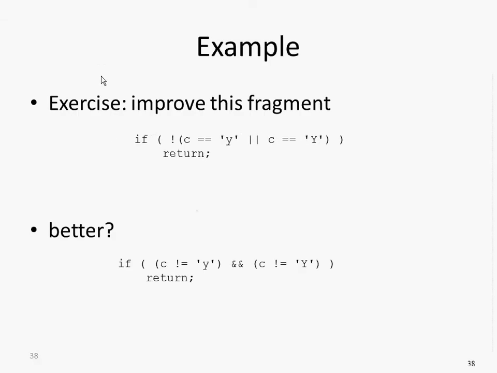So perhaps this might be a little bit clearer: if c is neither lowercase y nor uppercase y, then return. It's not so clear here. It is better.